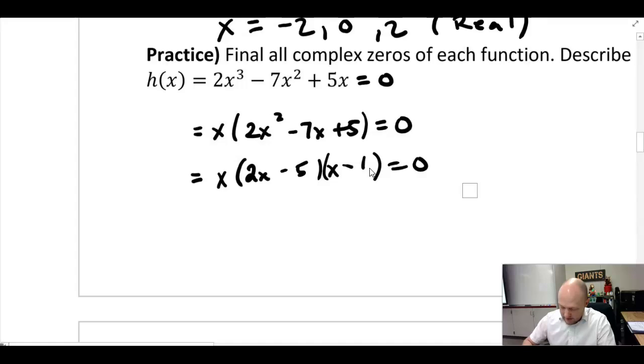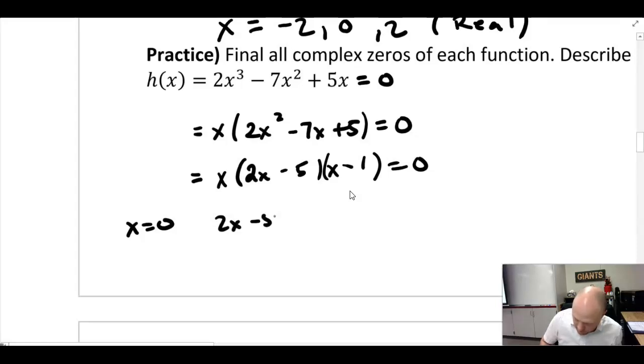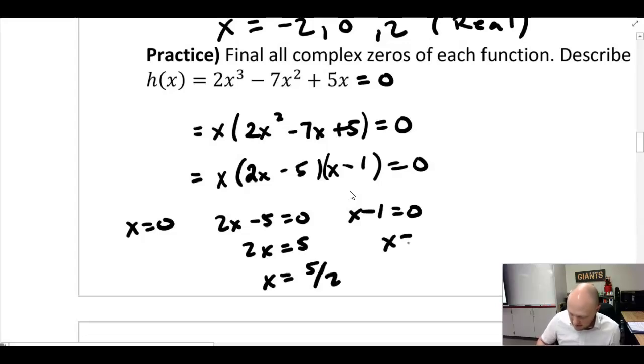So anyway, here's our factorization: 2x minus 5 times x minus 1. This gives us the 7x, right? 2 times 1 gives us 2. 5 times x gives us 5x. So we have 7x. And then our factors, our zeros, are here. So x equals 0, 2x equals 5, which means x is equal to 5 halves, and then here x is equal to 1. So all of these are real. I'll list x equals 0, 1, and 5 halves, and these are real.